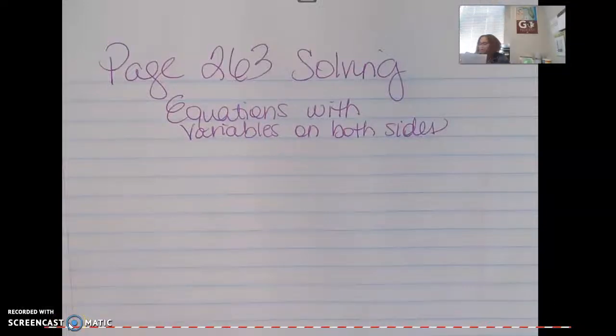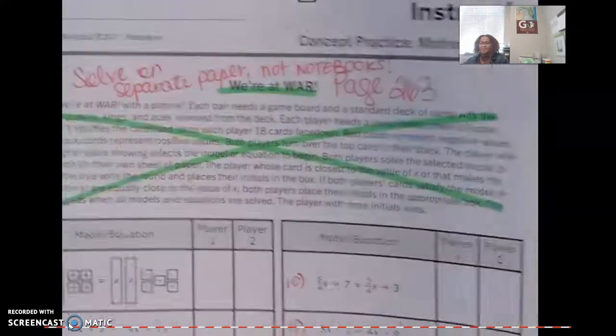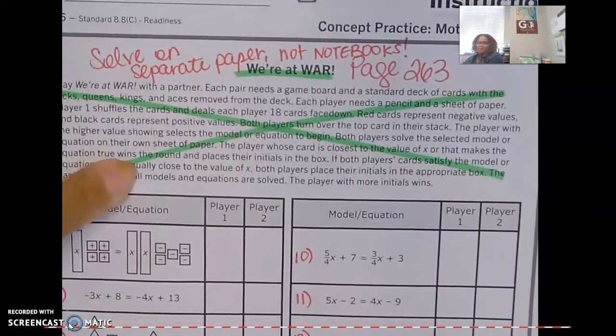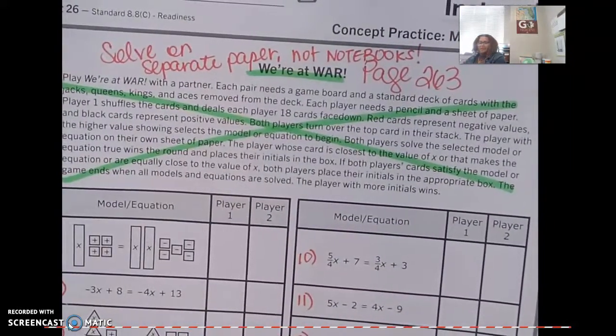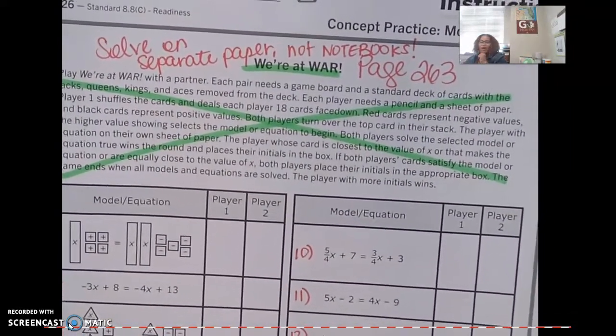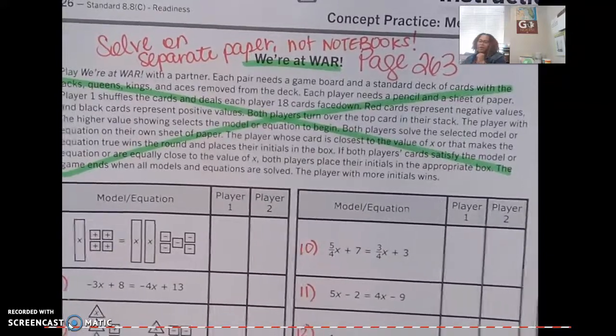I'm going to go over some more of these questions on page 263 that we're solving on separate paper. We're disregarding these notes here, and I'm also extending this due date to Friday since my video didn't work, and I know that y'all have been working hard in class.